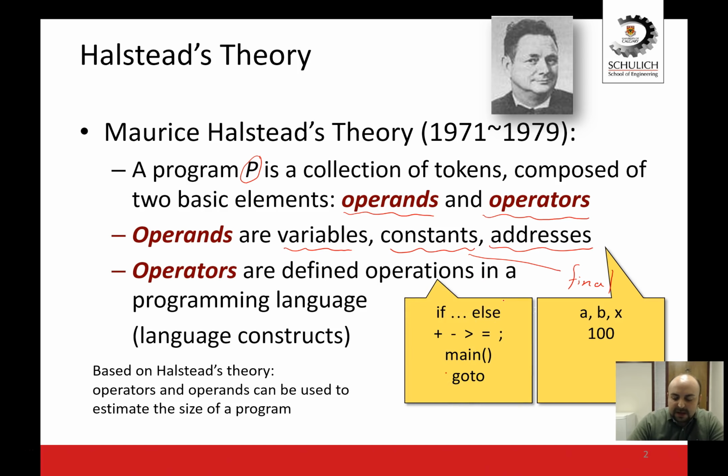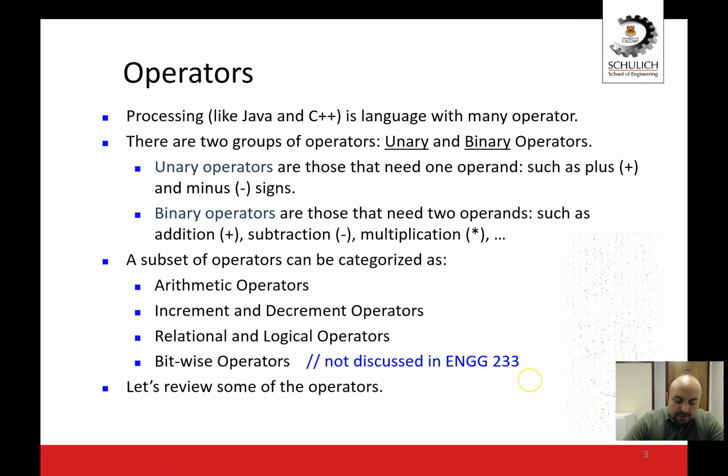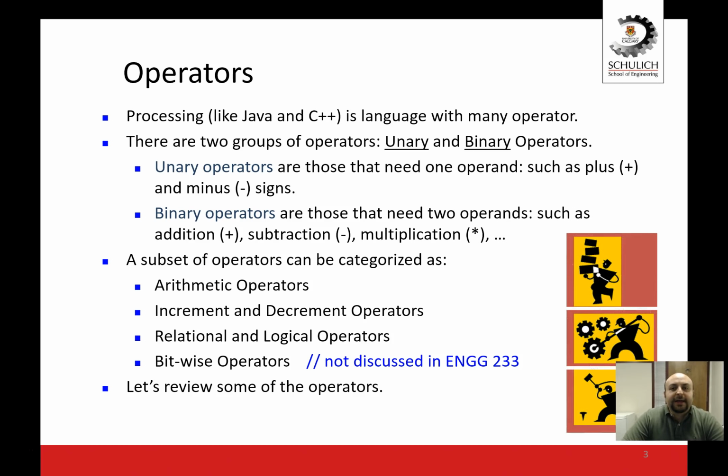Examples of each: for example, if you have variables or operands, and different operations such as plus, minus, if, else, functions like goto that we won't really cover, but they exist in almost all languages. They are referred to as operators. So processing, like Java and C++, has many operators.